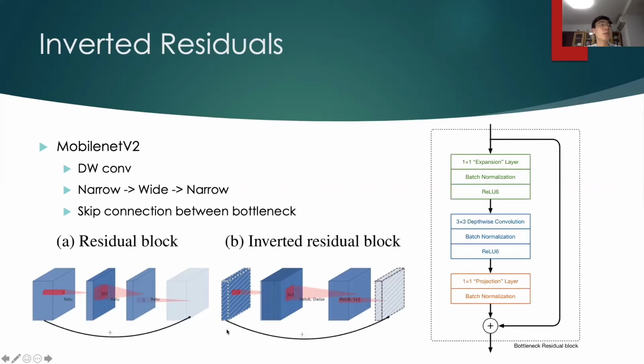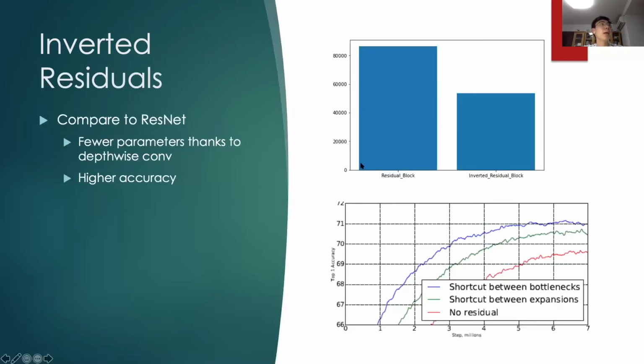We are doing this because when we apply a convolution layer to filter the data, we want to do it on high dimensional data in order to extract enough useful information. So that's why we first use the expansion layer to uncompress the data. Compared to the original residual block, the inverted residual block has fewer parameters thanks to the depthwise convolution layer. And it also has better performance compared to the original ResNet and the network without residual block.